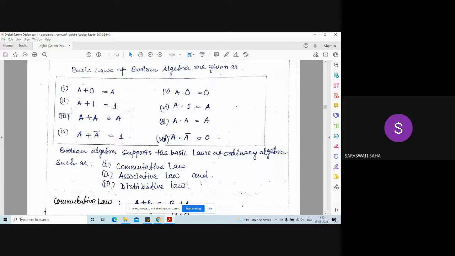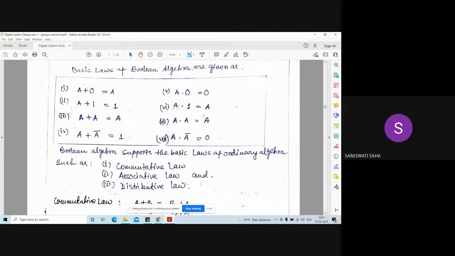So actually this expression becomes 0 plus 1. So 0 plus 1 means 1. If it is 1, it will give us 0. Same thing, 1 plus 0 gives us 1. For dot rule, A dot A bar. What will it be? 0. Today, the first day, just practice.